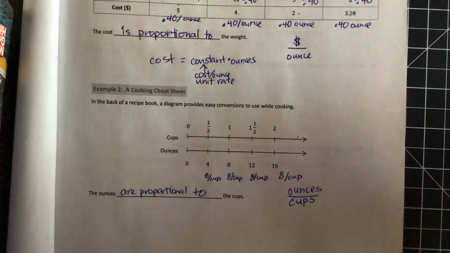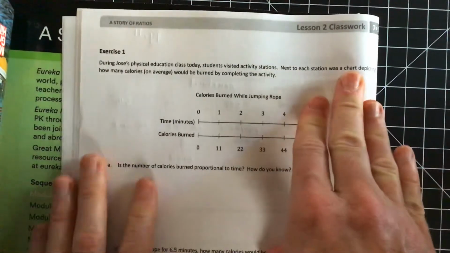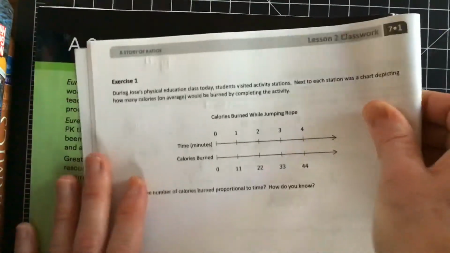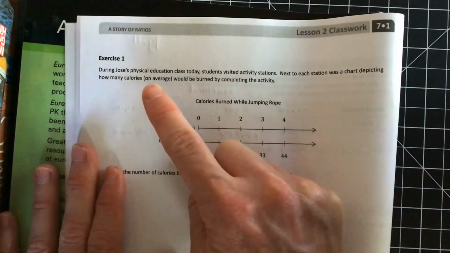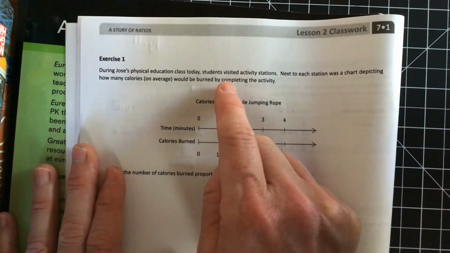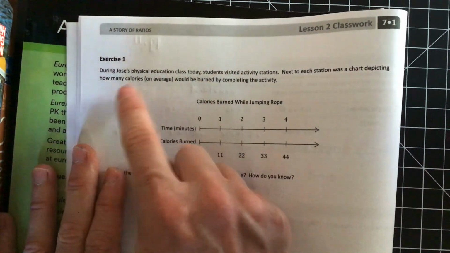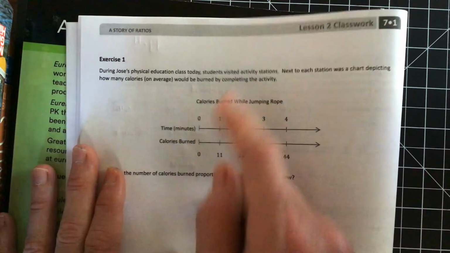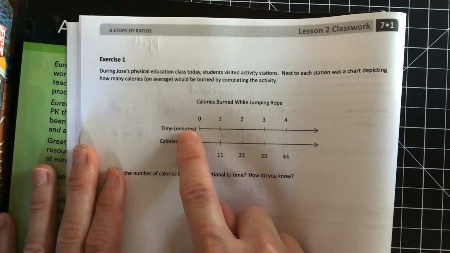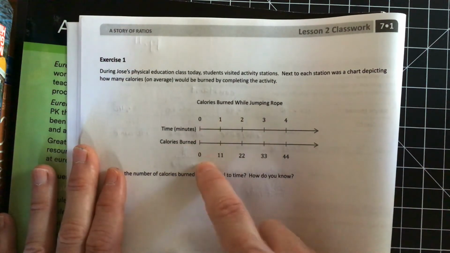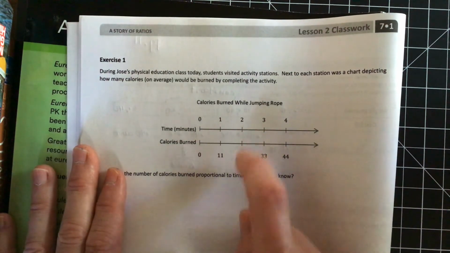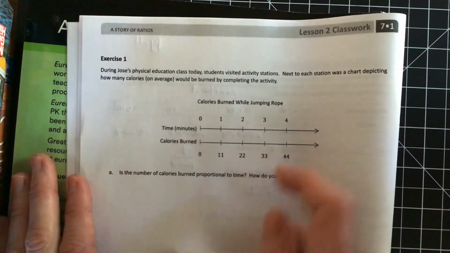Okay, so we're going to go on to exercise 1. This is where I'll stop the first video, but let's look at it first. So exercise 1 is during Jose's physical education class today. Students visited activity stations. Next to each station was a chart depicting how many calories on average would be burned by completing the activity. So you have a double number line and you have time and the calories burned. 0, 0. 1 minute you burn 11 calories, 2 minutes 22, 3 33, 4 44.